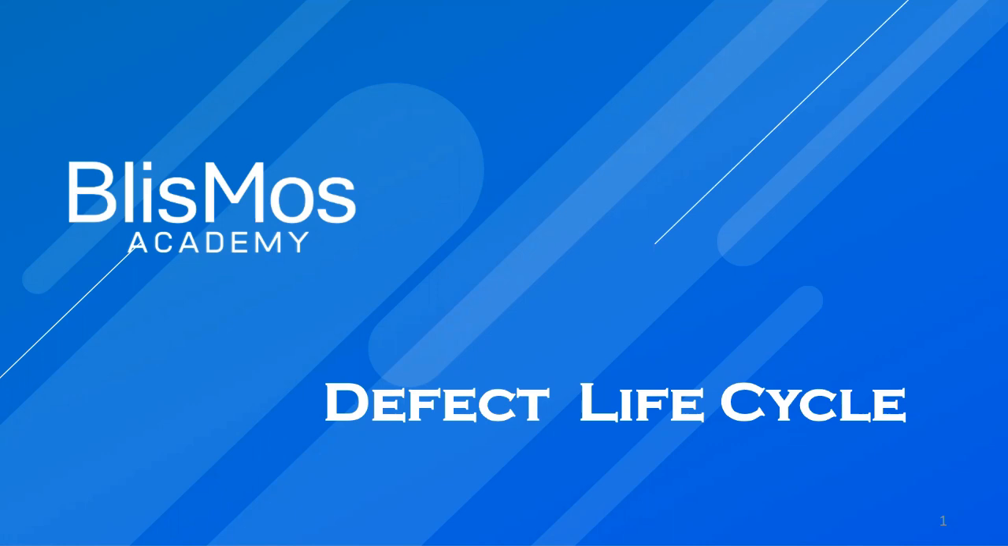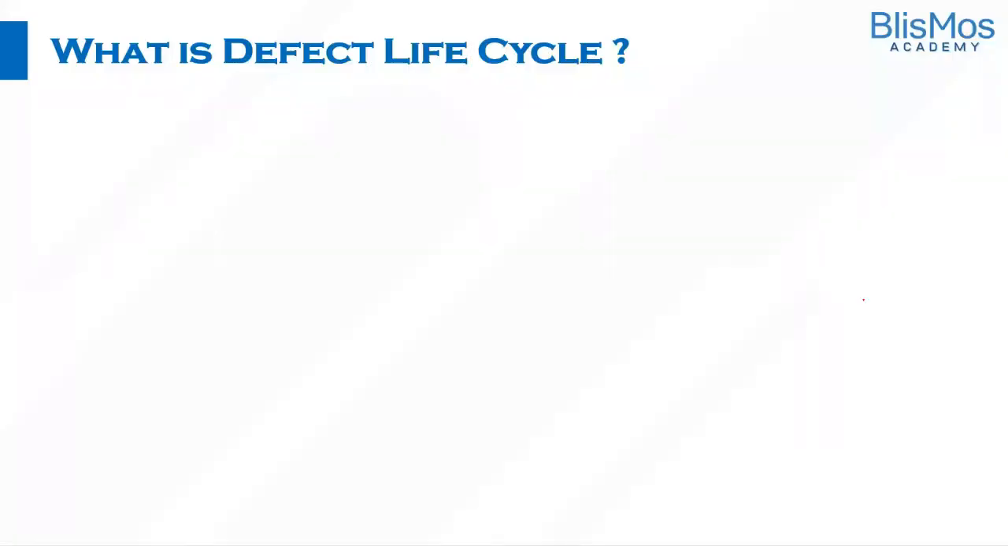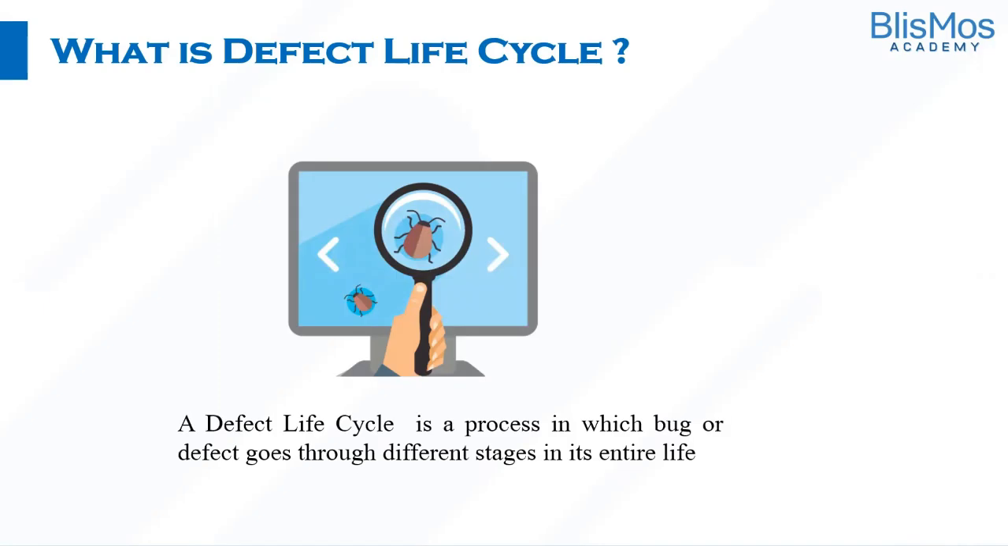As a part of this video, we'll understand what is defect lifecycle. So what is defect lifecycle? Defect lifecycle is a process in which a bug or a defect goes through different stages in its entire life. Means when you find a defect, you have to fix it and you have to retest it.